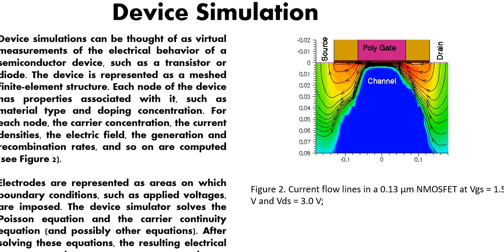Electrodes are represented as the area on which boundary conditions are applied. Basically, the boundary conditions are the voltages applied to the electrodes. So the device simulator solves the Poisson equation and the continuity equation with these boundary conditions.